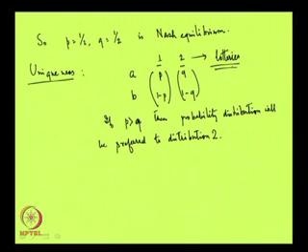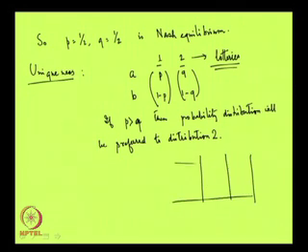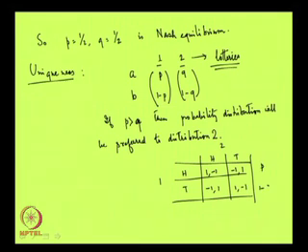Now, let us suppose in general case that the probabilities attached to these actions by these two players are P, 1 minus P, Q and 1 minus Q. So, this is the general case.